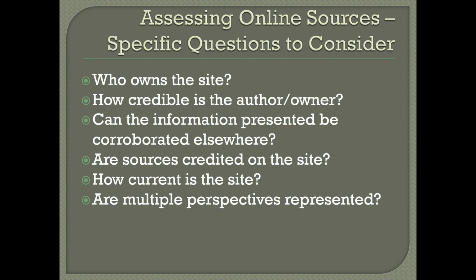Here are some specific questions you can ask yourself when looking at online sources, and these relate a lot to the previous slide. Who owns the site? How credible is the author or the owner? Can the information presented be corroborated elsewhere? That's triangulation. Are the sources credited on the site? That's use of sources. How current is the site? And are multiple perspectives represented? Okay.